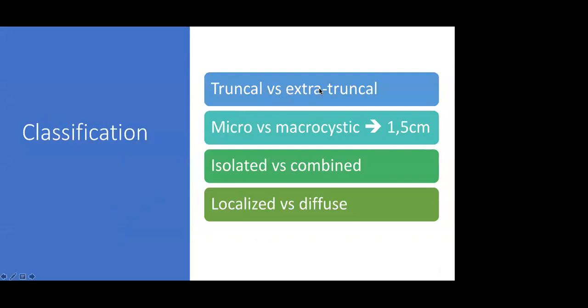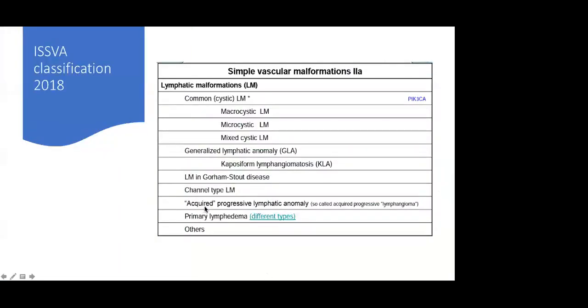Classification, truncal versus extratruncal is one of the classifications used, and then very important is the microcystic versus macrocystic, with a cutoff being 1.5 centimeters. That will change management. Isolated lesions versus combined lymphatic or venous malformations, and then localized versus diffuse lesions. So this is just the ISSVA classification. It can be macrocystic, microcystic, but most of them are actually mixed cystic lesions with both micro and macrocysts. And then the generalized diffuse ones is GLA and the other syndromic types.